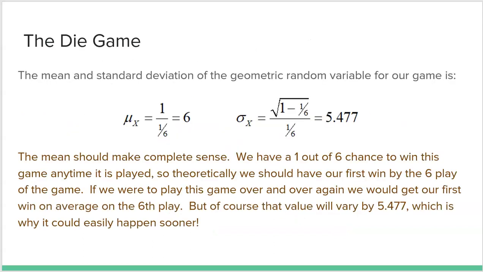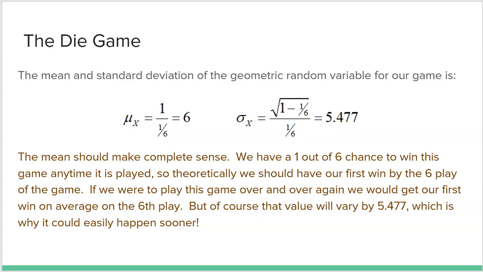All right, so let's talk about what those values would be for our dice game here. Remember, the probability of success is 1/6. So the mean would be 1 divided by 1/6. When you divide by a fraction, you multiply by the reciprocal, fun algebra stuff there, and you just get 6. Now that should make complete sense. We have a 1 out of 6 chance to win on any toss of the die. So it makes sense that theoretically, on average, we would expect to get our first win by the 6th play of the game.